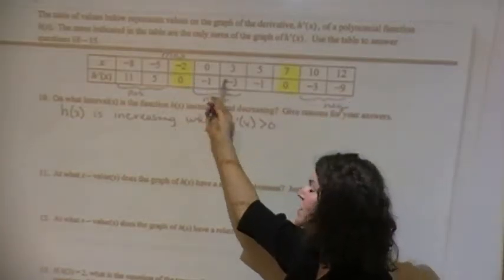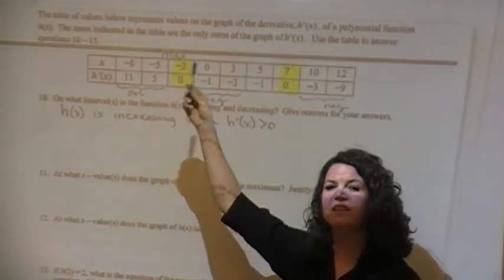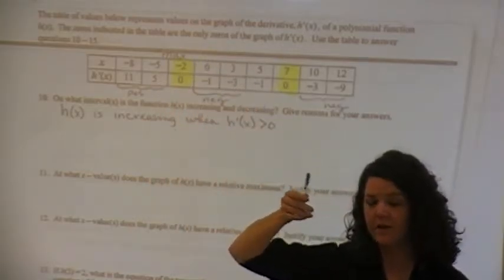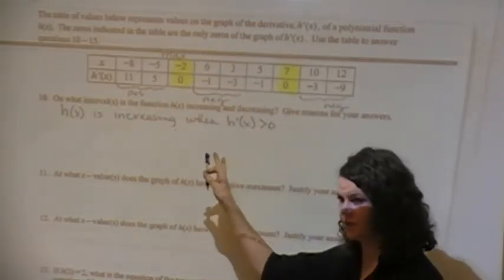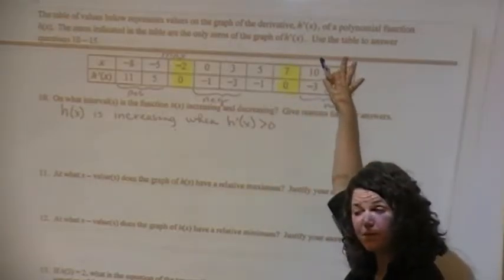So h of x will be increasing when h prime of x is greater than 0. Where does that happen? Now, real quick, they did say it's a polynomial function. This is just a portion of the graph, but they told us that these are the only zeros, which means that it doesn't ever change behavior again. So just because they only gave you a portion of the graph, because they told you it's a polynomial function, you should assume that it goes on forever, in whichever places.